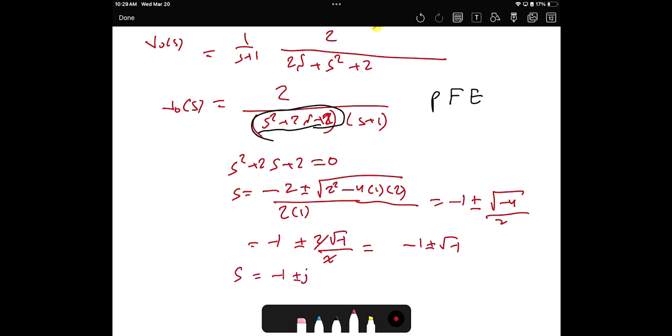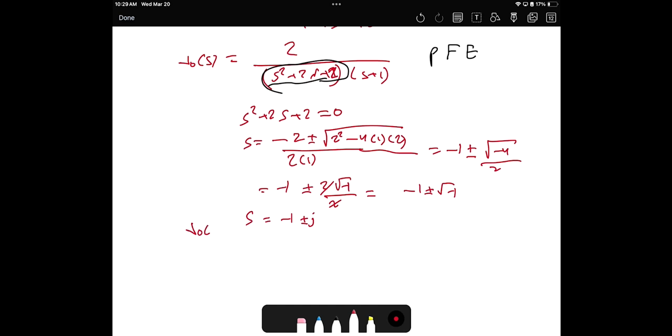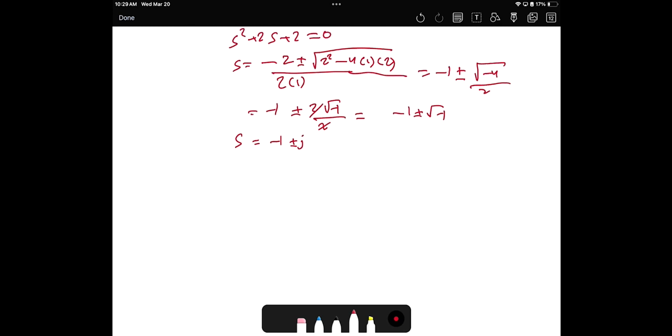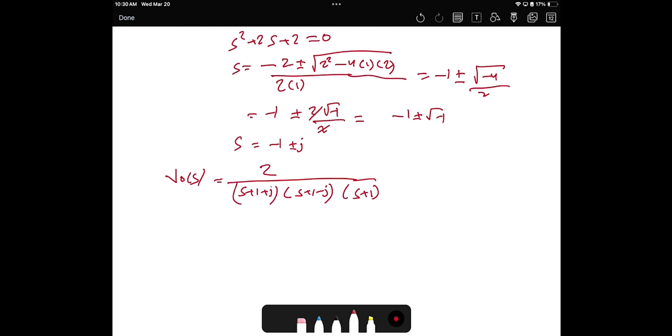This is S. As a result, we can say VO of S will be 2 divided by S plus 1 plus J, times S plus 1 minus J, times S plus 1. So how do we do the partial fraction expansion? C1, C2, C3. Keep in mind C1 and C2 will be conjugates. So basically it will be C1 over S plus 1 plus J, plus C2 over S plus 1 minus J, then plus C3 over S plus 1.